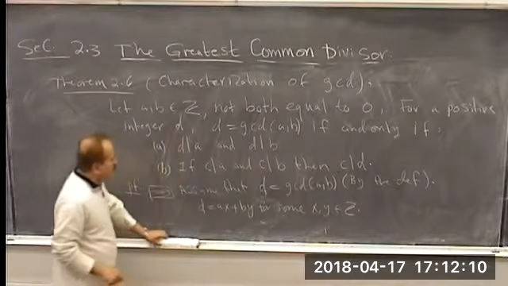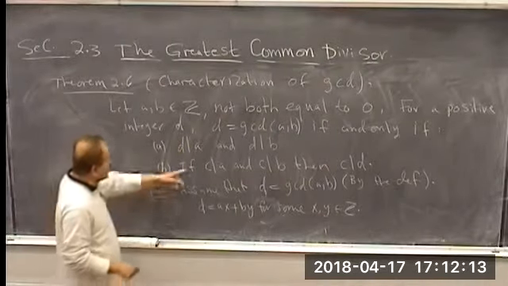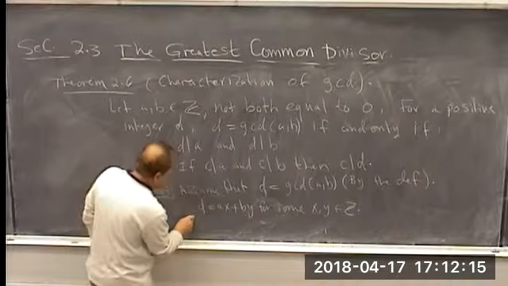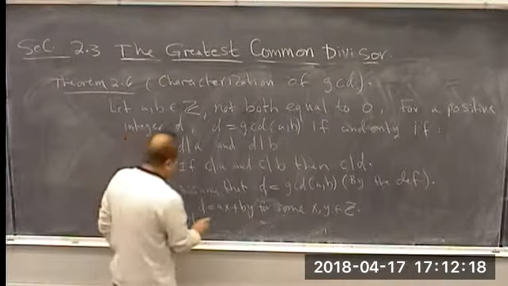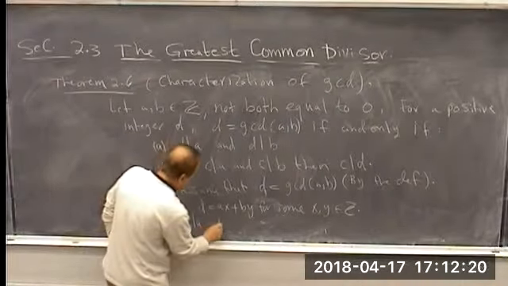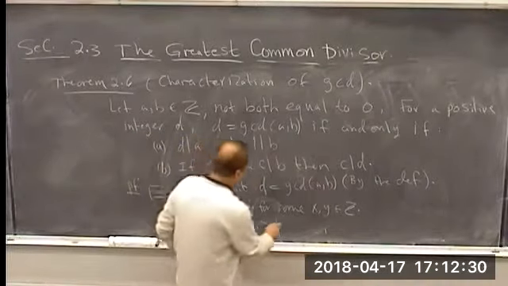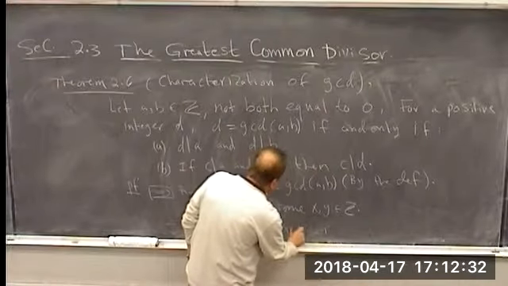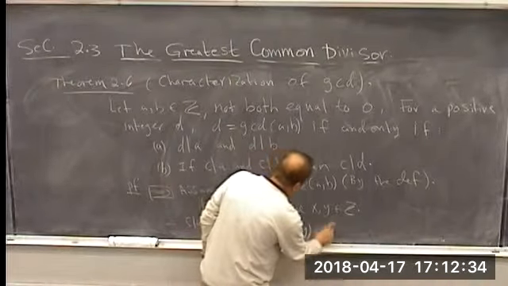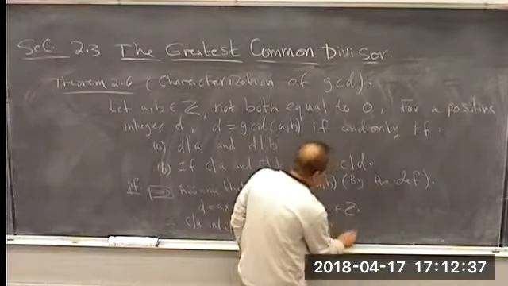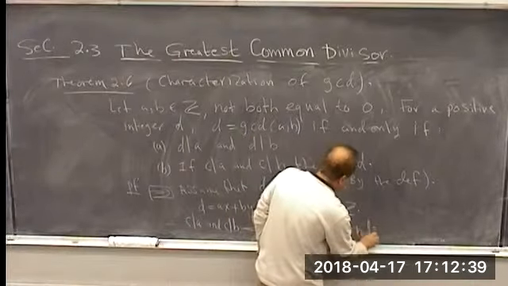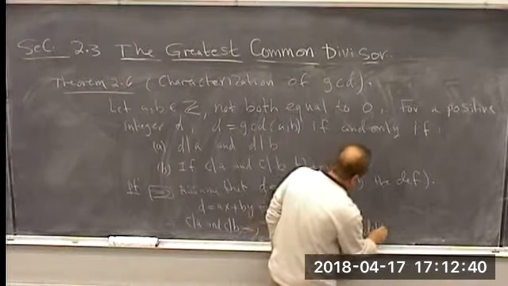Now, C divides A and C divides B implies C divides any linear combination of these, and I want to get this linear combination to be actually AX plus BY, which is equal to D. So in other words, condition 2 is satisfied.